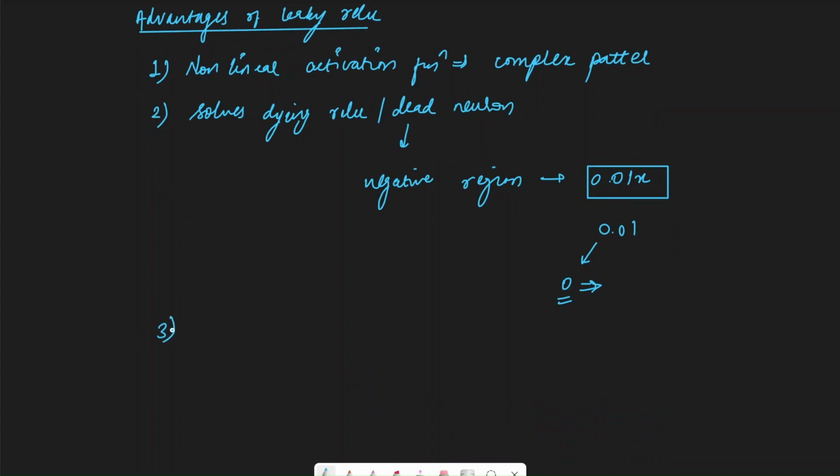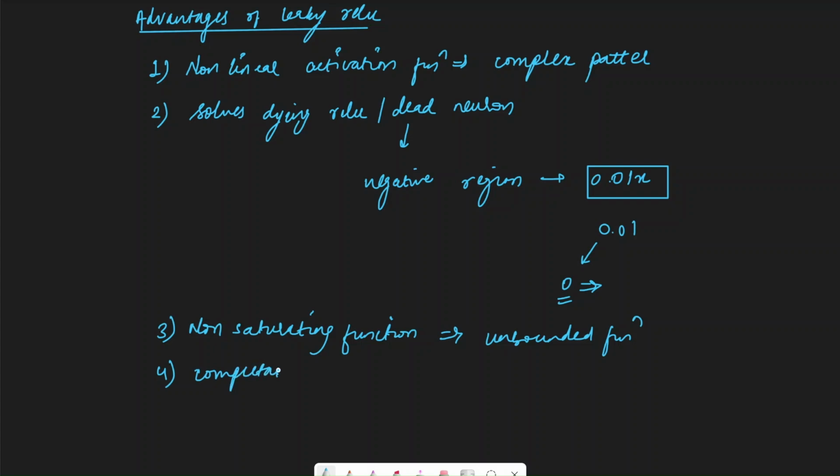Third advantage is that it is a non-saturating function. And again, if you don't know what a non-saturating function is, then please watch my previous video where I have explained it. Because it is a non-saturating function, its output is unbounded. Fourth advantage is that it is computationally inexpensive. Why? Because we do not have any power operations or log operations, so it is computationally inexpensive.